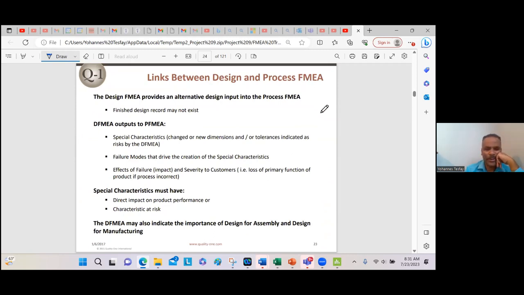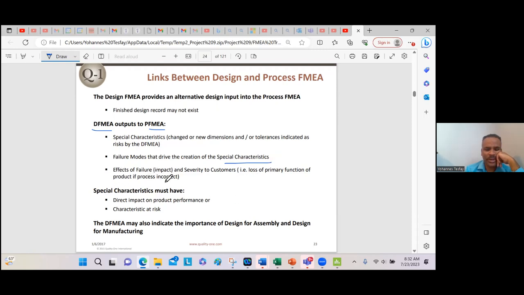What is the link? The design FMEA is an input to the process FMEA. The finished design record may not exist yet, so that could just be generated. The output of the design FMEA is the input for the process FMEA. Special characteristics, changed or new dimensions or tolerances, are indicated by the FMEA. Failure mode drives the creation of special characteristics.